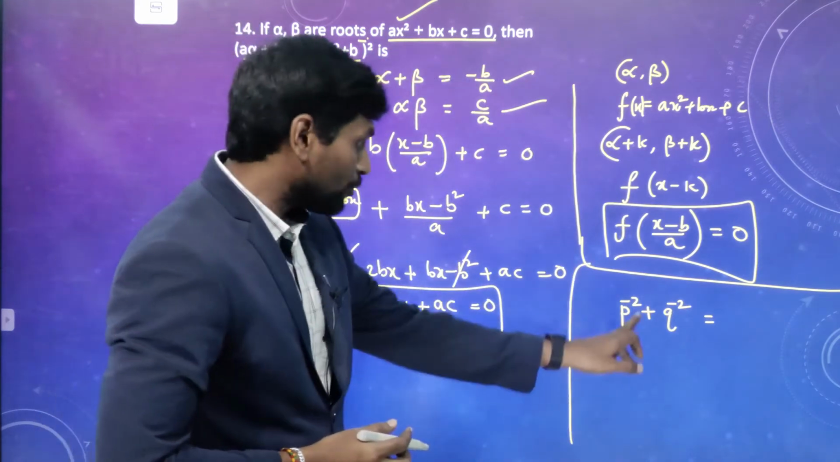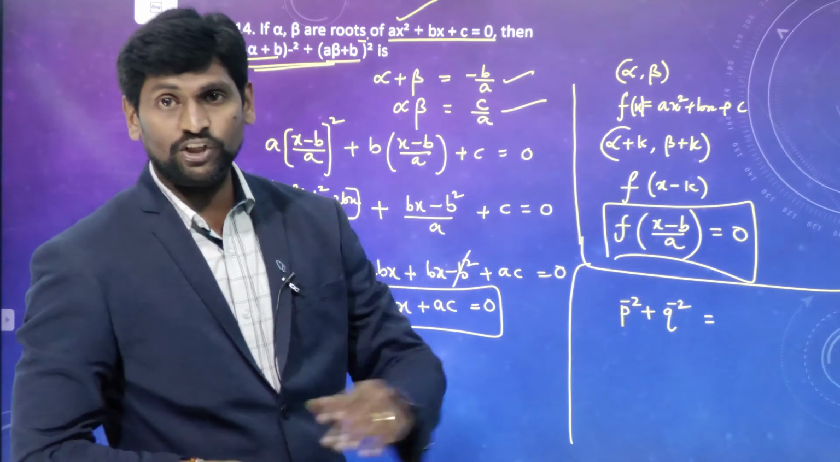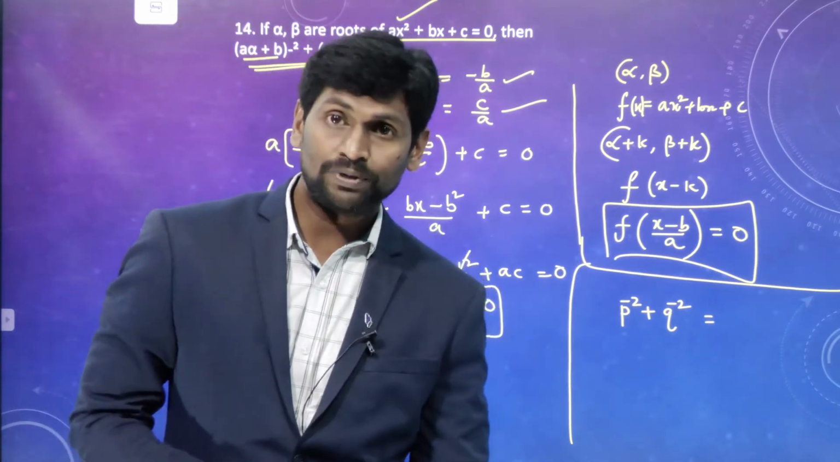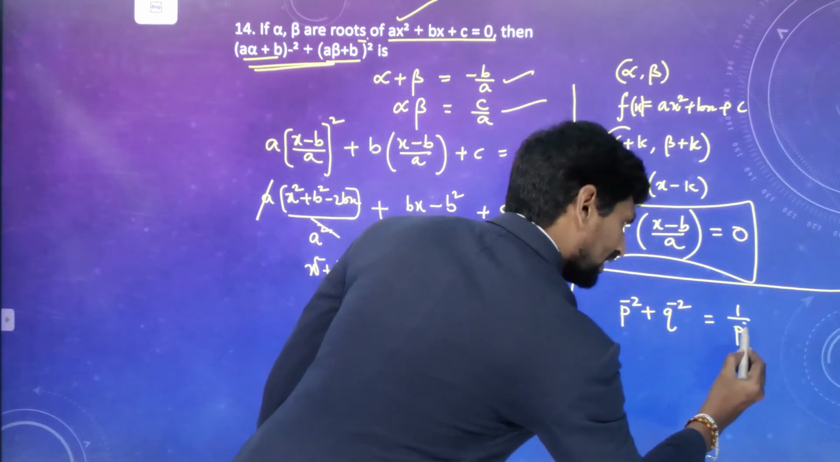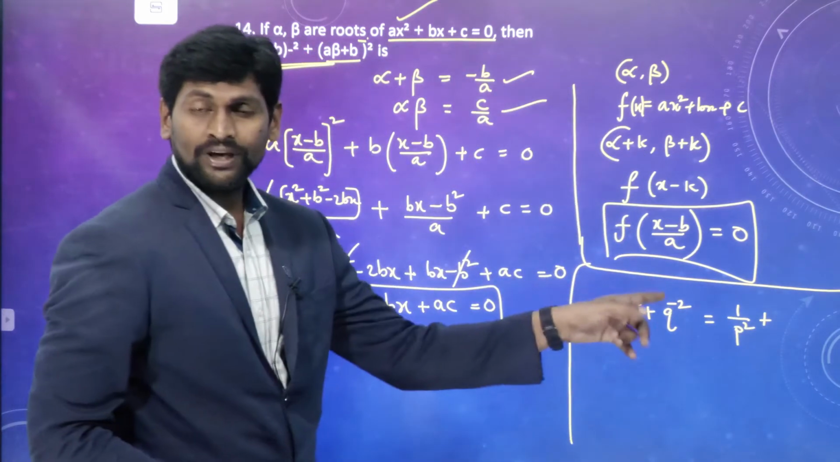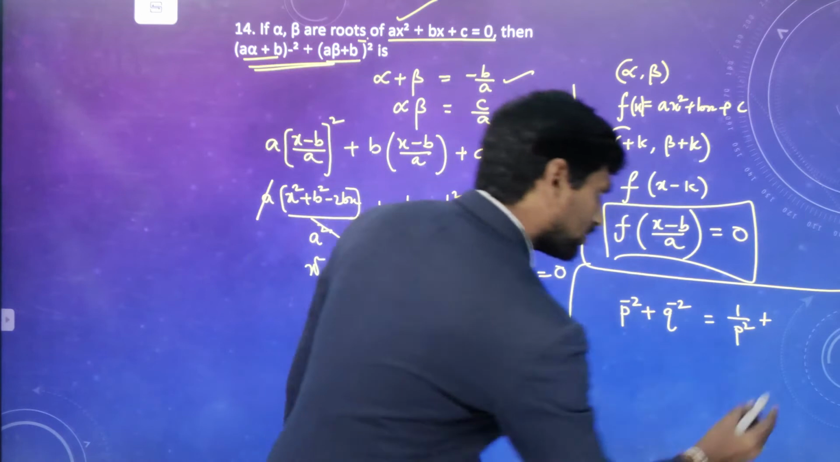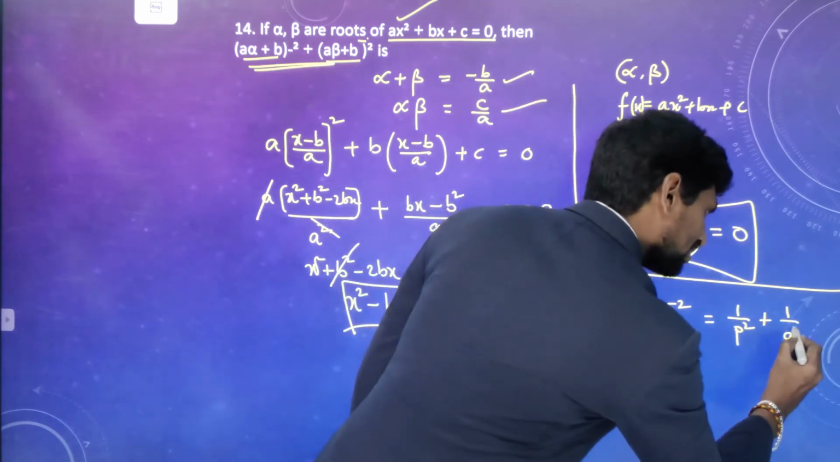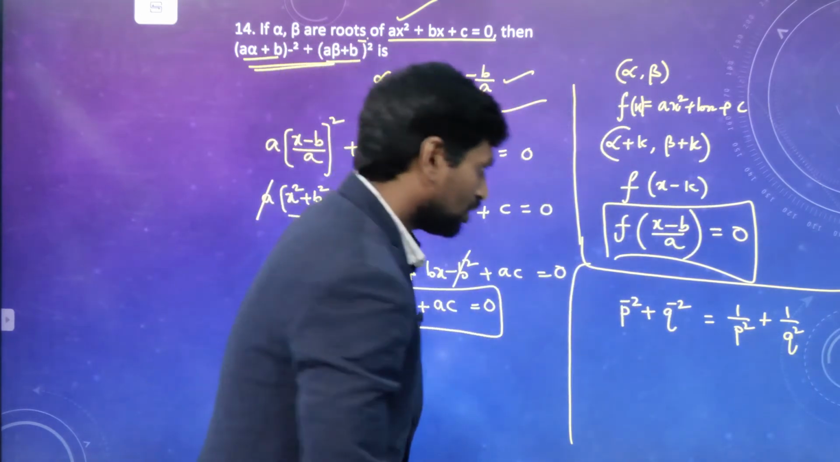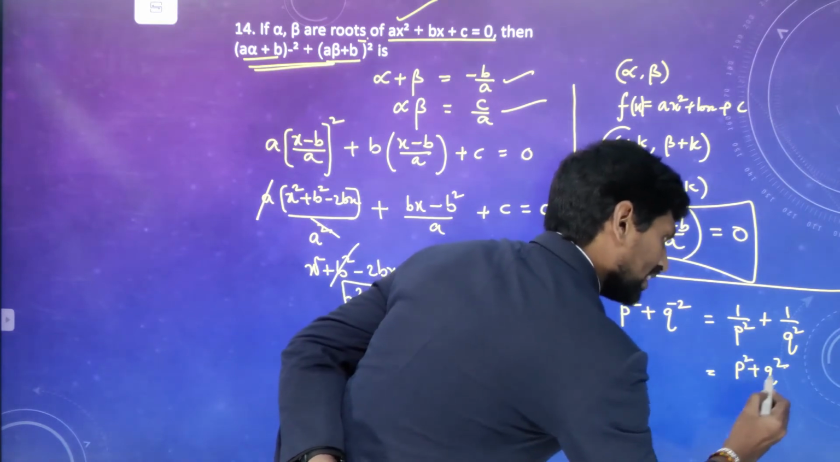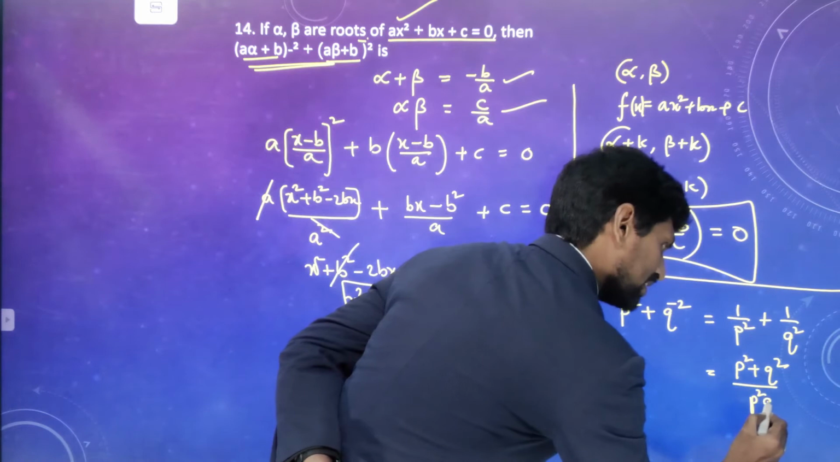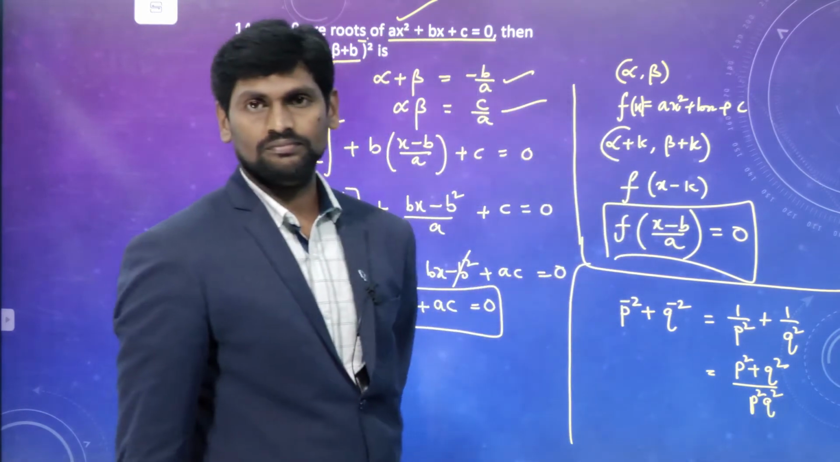When the exponent is negative, we have to write it in the denominator, right? We should express it in the denominator. That means 1 by p square. Like q power minus 2? Yes, very good. It is 1 by q square. Now find the LCM, it will be p square plus q square by p square into q square.